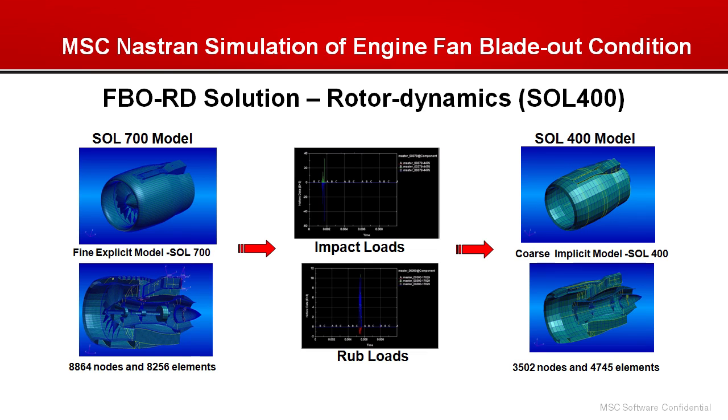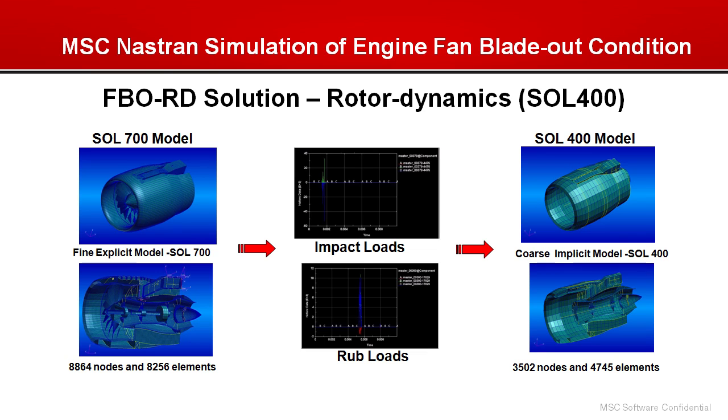This slide shows the steps that we go through for the fan blade out using solution 700 explicit solver and then using solution 400 for rotor dynamics. If you notice, you'll see that the fan blade out model here is a lot finer than the SOL700 rotor dynamics model as shown to the right. This is intentionally constructed to demonstrate how the process works. Once the loads are computed by 700, typical impact loads and the rub loads that are shown here, they will be written in the master database.